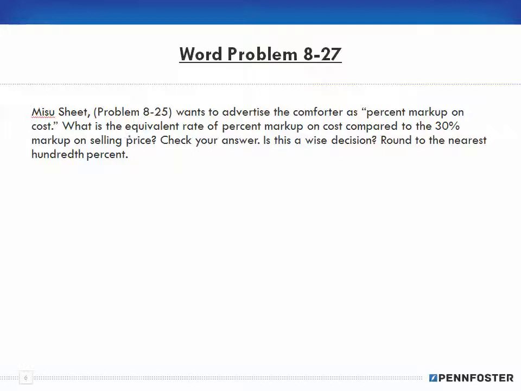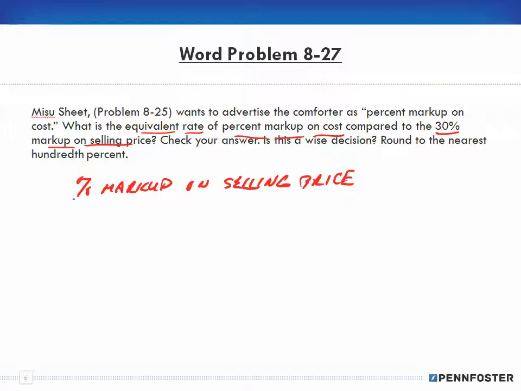Okay, so this is asking, he wants to advertise the percent markup on cost. And it's asking what's the equivalent rate of percent markup on cost compared to the 30% markup on the selling price. In order to arrive at that equivalent rate, we're talking about the percent markup on the selling price divided by 1 minus the percent markup on the selling price.